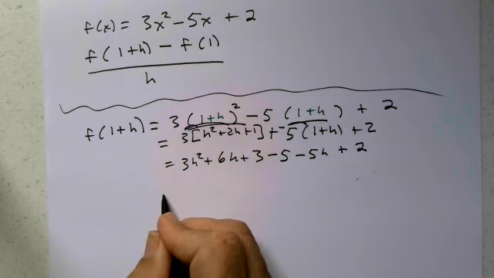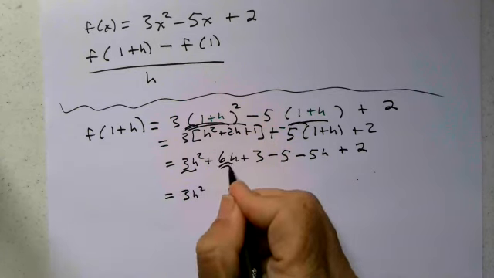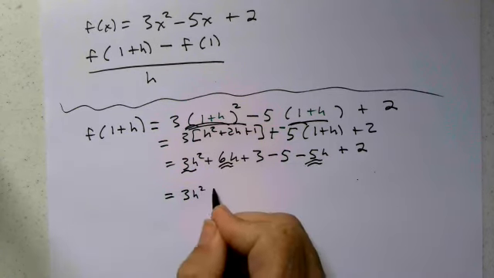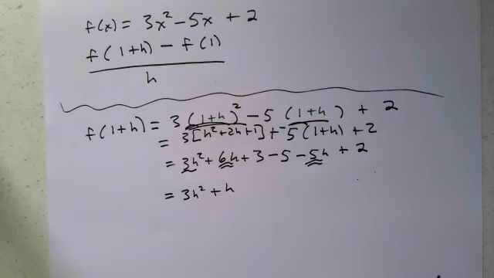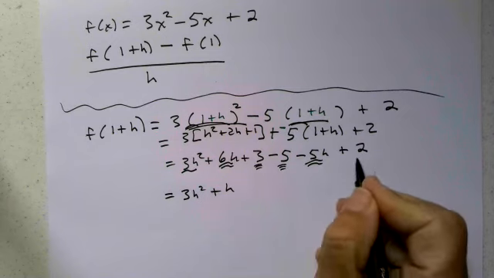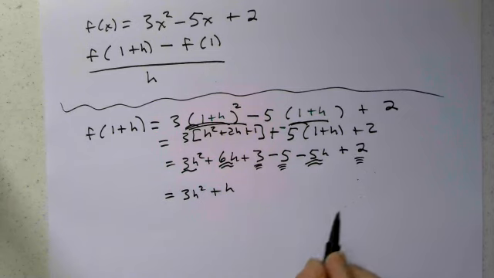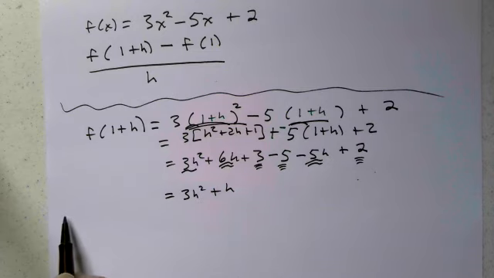Let's look for like terms. My h squared term, 3h squared. My h term, 6h minus 5h is 1h. And my numbers, 3 minus 5 plus 2, I think is just 0. So that's my f of 1 plus h. Now I also need f of 1.